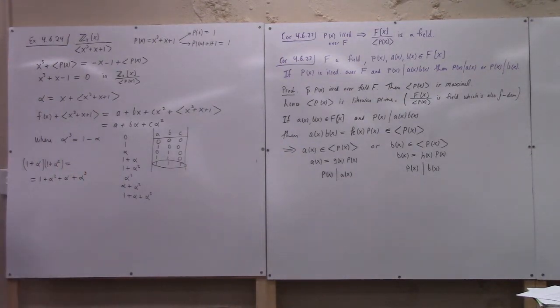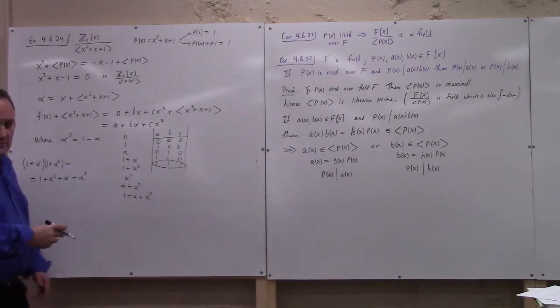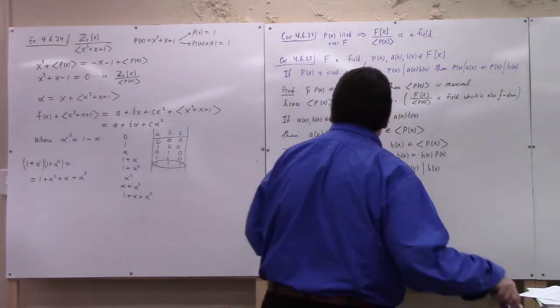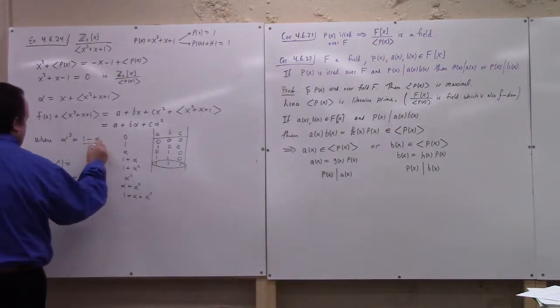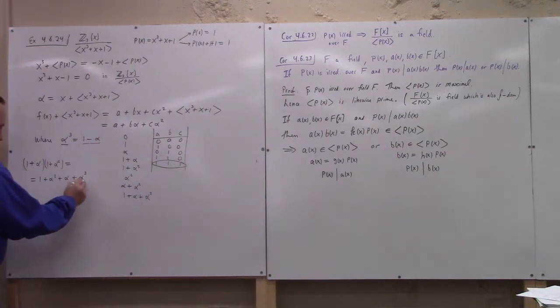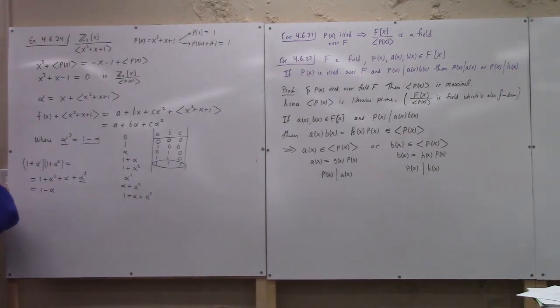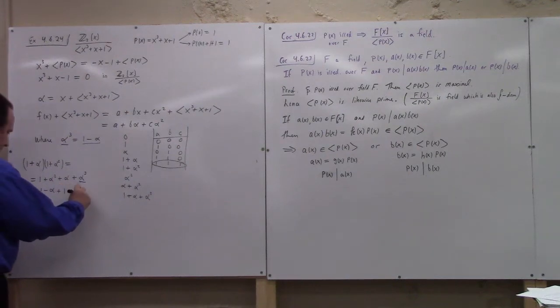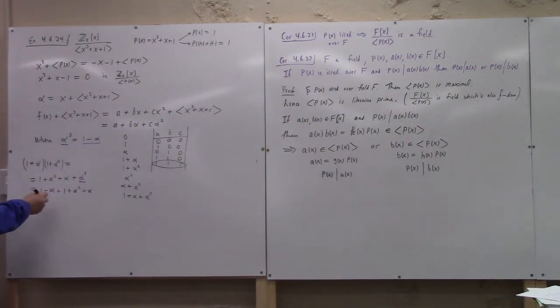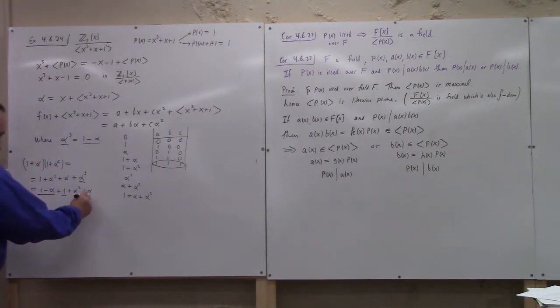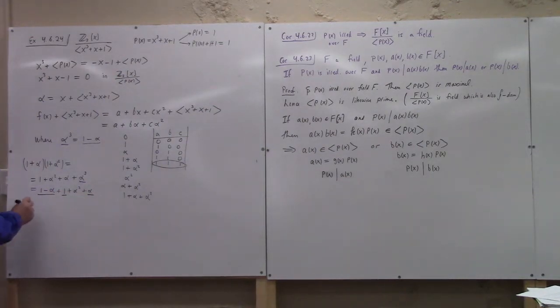Aha, alpha cubed can be reduced. I trade my alpha cubed for the defining relation right here. So I trade in my alpha cubed for 1 minus alpha. I should have written that last, my bad. Anyway, plus 1 plus alpha squared plus alpha. So these cancel, and you get 2. Well, 1 plus 1 is 0. Basically, this piece and this piece cancel. You're just left with alpha squared.